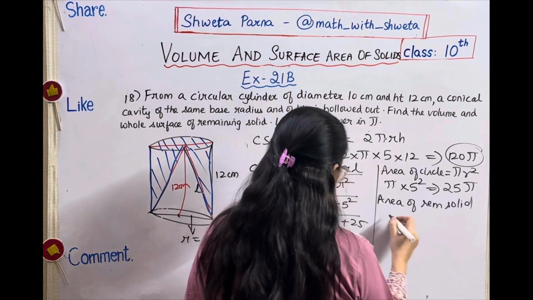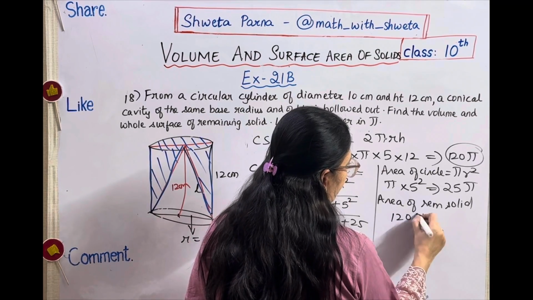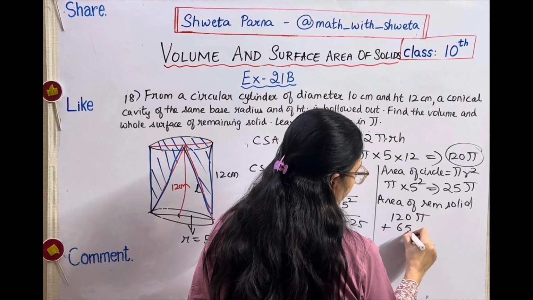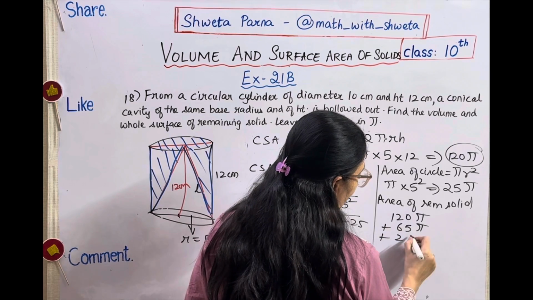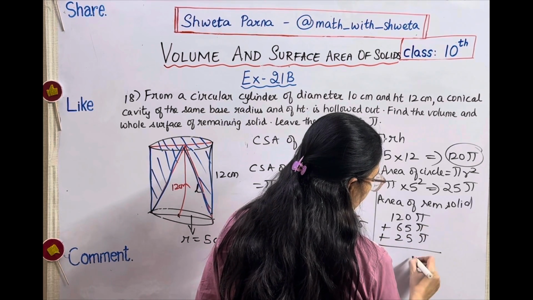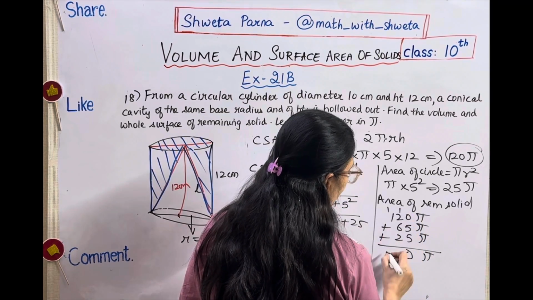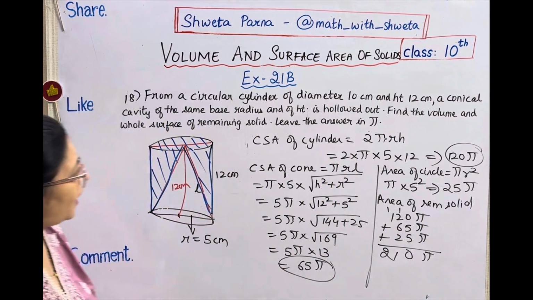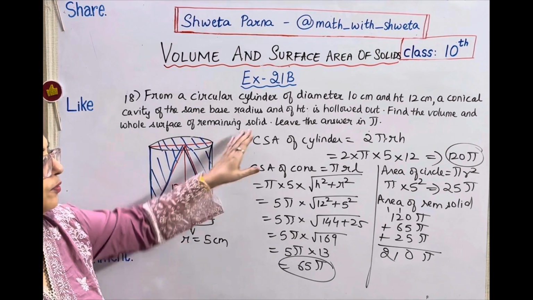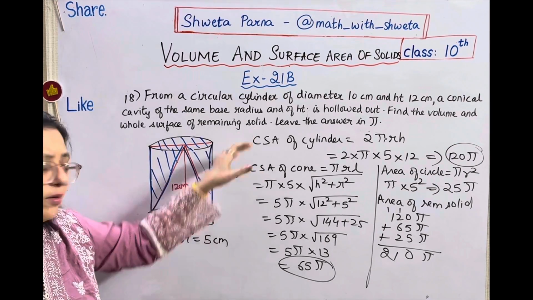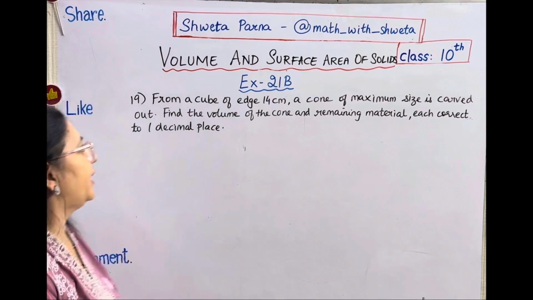Add up everything, 120 pi plus 65 pi plus 25 pi. That is 210 pi. That is the whole surface of the remaining solid. I hope it's clear, children. Let's go to question number 19, children.